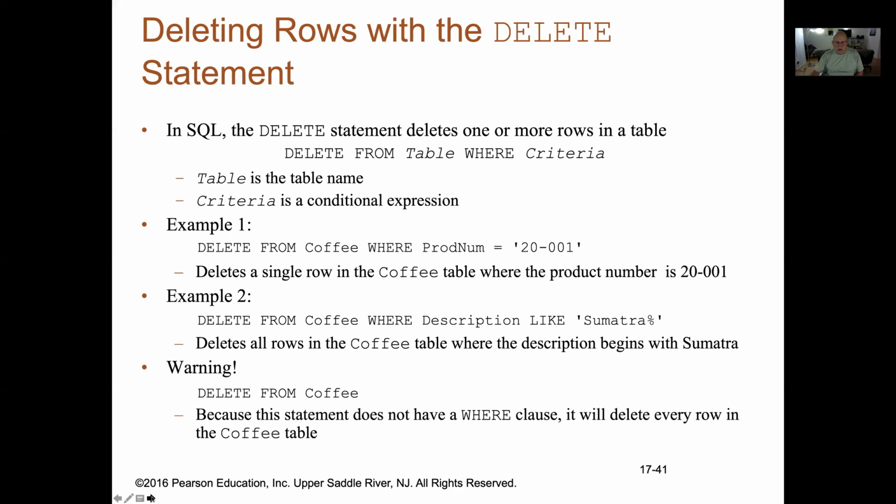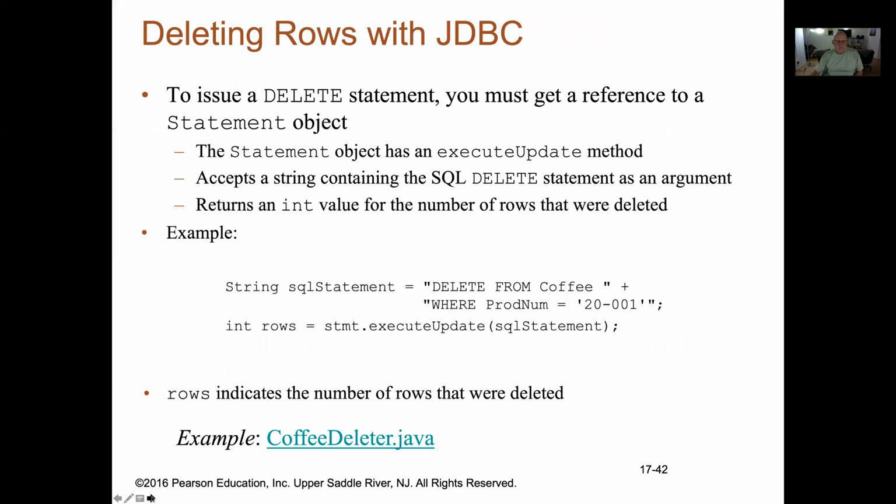You can delete rows using the delete statement. Delete from coffee, which is the name of the database, where the product number is equal to 20-001. It's going to delete a single row in the coffee table where the product is 20-001. To issue a delete statement, you must get a reference to a statement object. You notice that's a common occurrence. With JDBC, you must get a reference to the statement object, whether you're adding a row, deleting a row, or inserting a row. This is an example of how you do that.